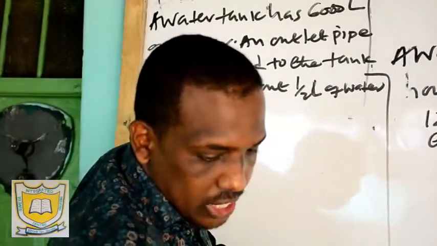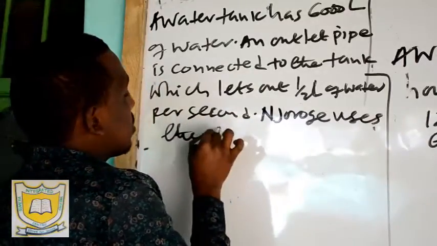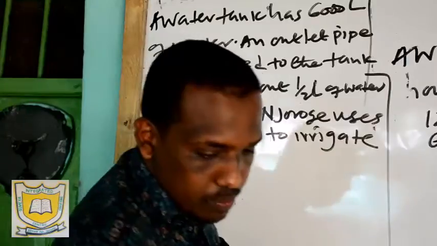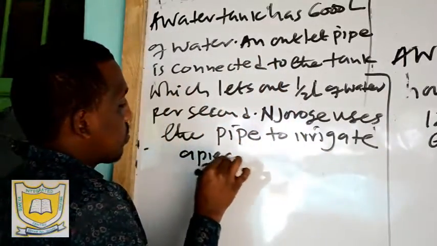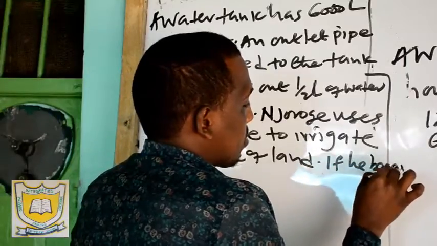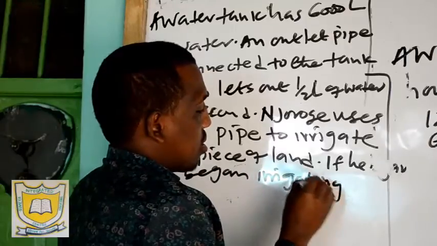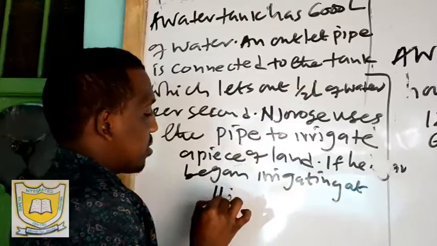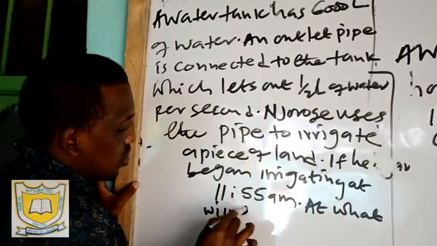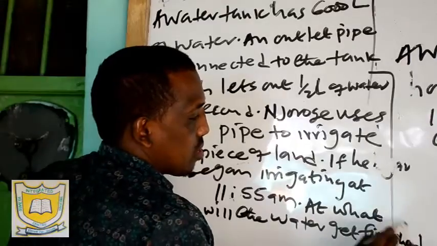Then you are told Njoroge uses the pipe to irrigate a piece of land. If he began irrigating at 11:55 a.m., at what time will the water get finished?